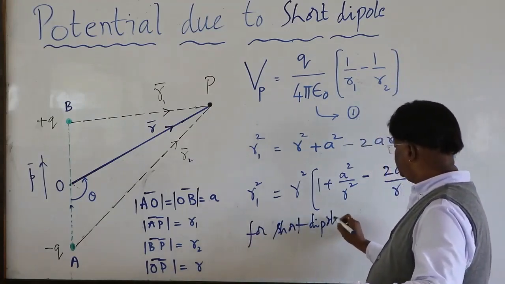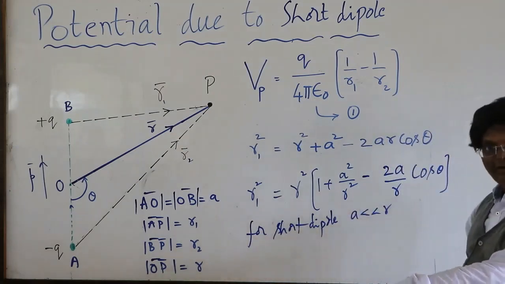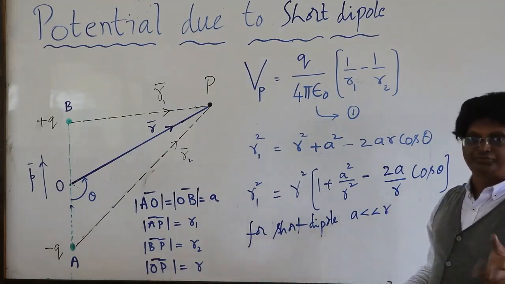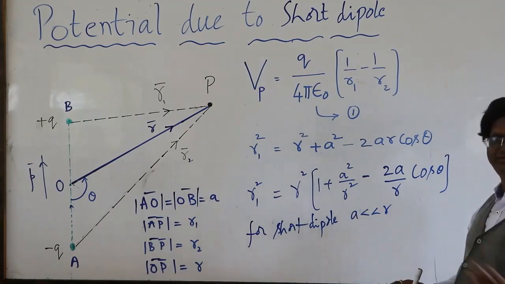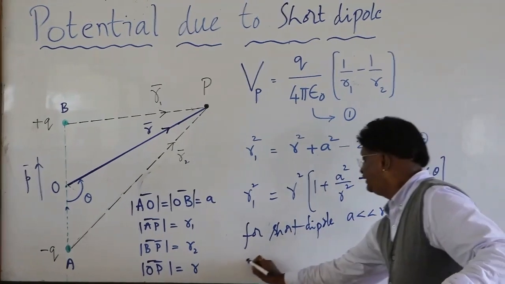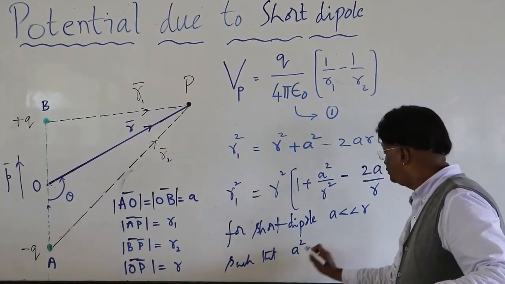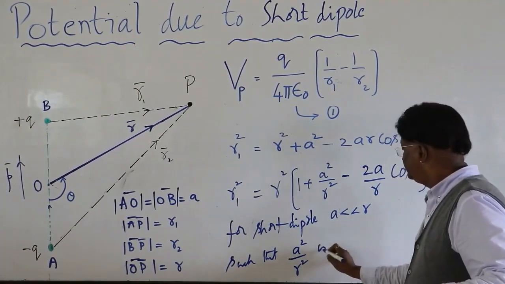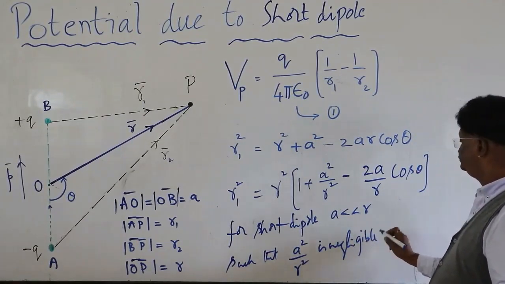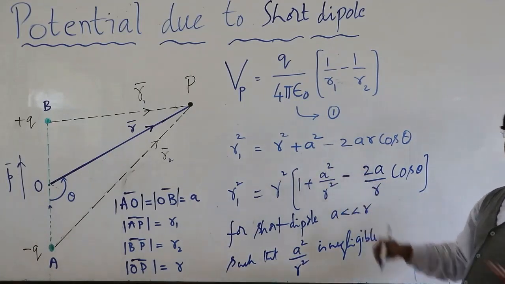For short dipole, I will write again the condition: a very much less than R. a itself is less than R, which means a square will be too small as compared to R square. That is our justification. a very much less than R, such that a square upon R square is negligible. Therefore now I just ignore this a square by R square.